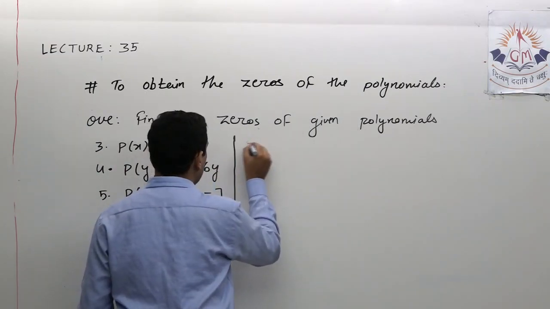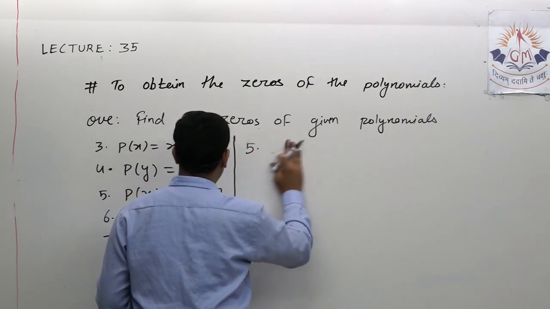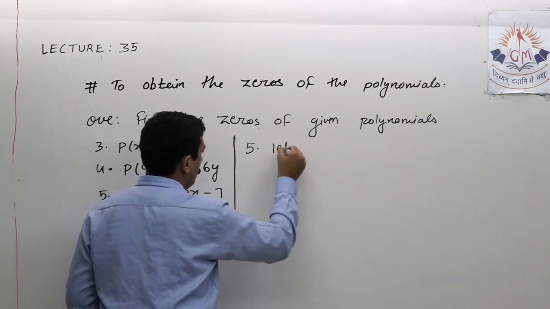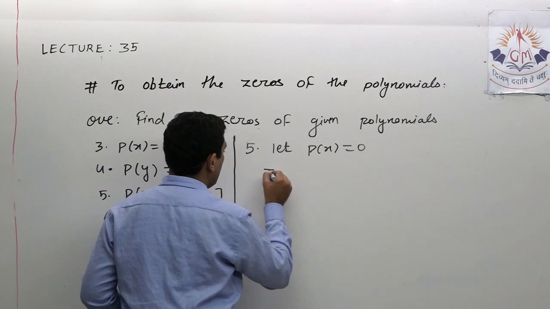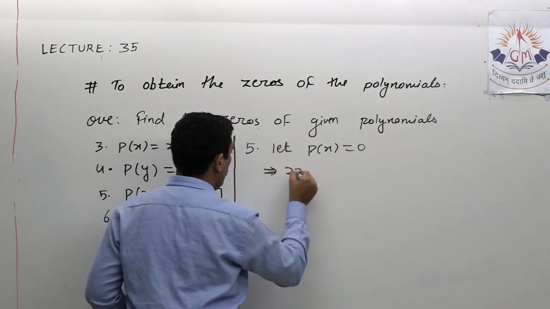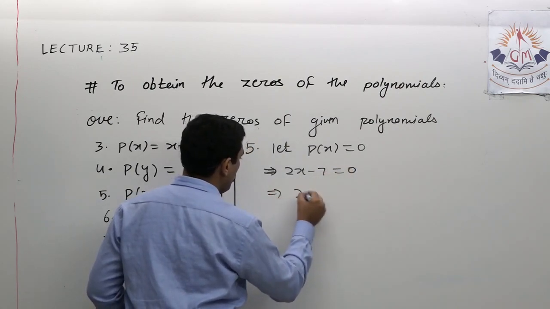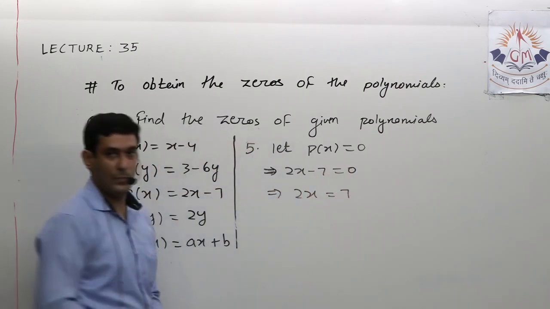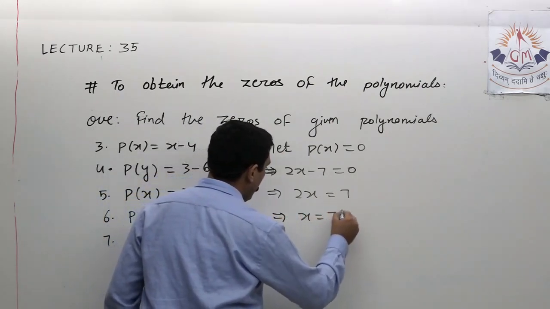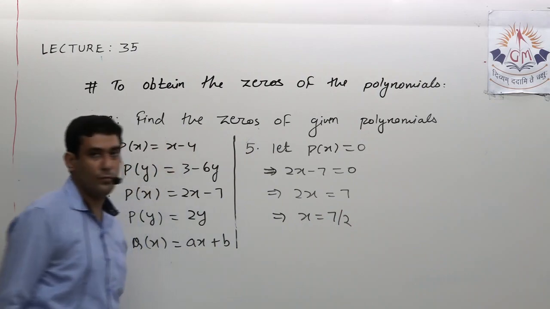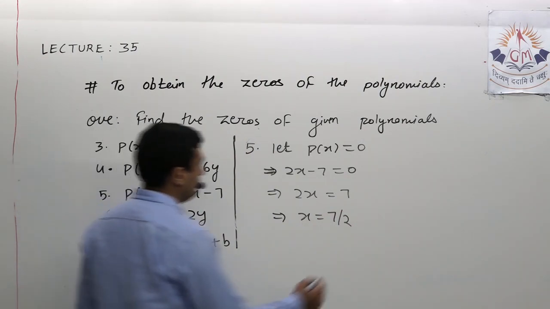Okay, now 5th one, p(x) is equal to 2x minus 7. So let p(x) is equal to 0, that is 2x minus 7 is equal to 0, it is 2x is equal to 7. Okay, so I can say x is equal to 7 by 2. So that is the 0 of the polynomial. X equal to 7 by 2 is the 0 of the given polynomial.